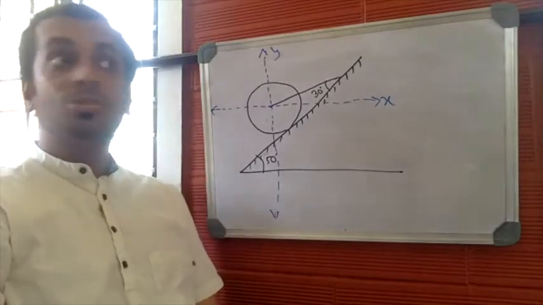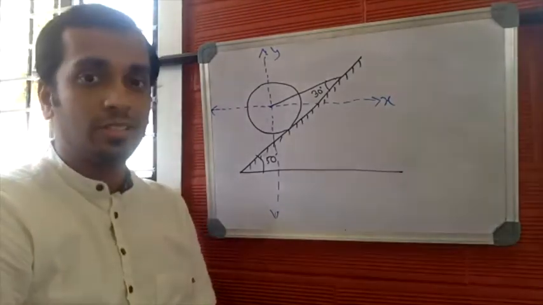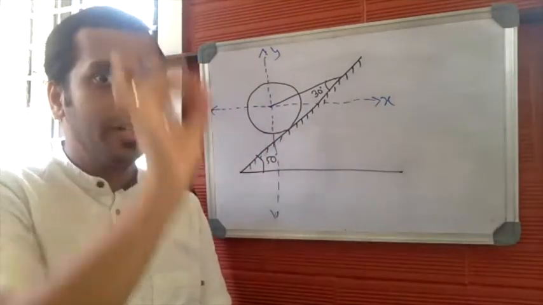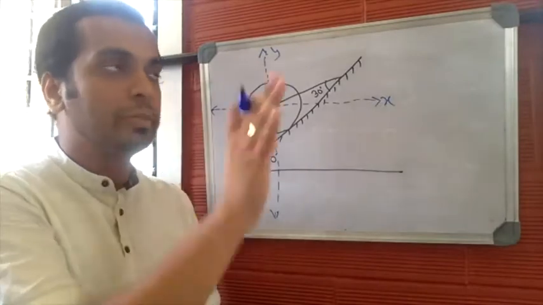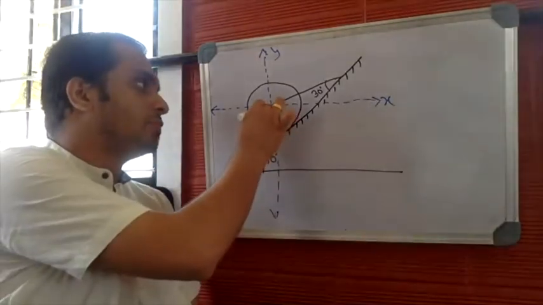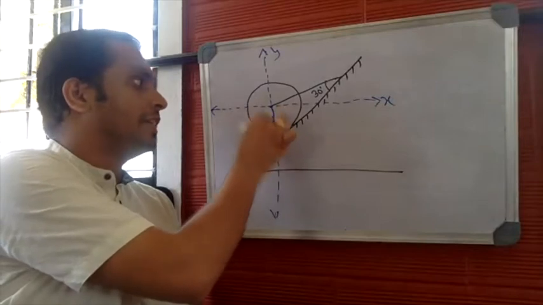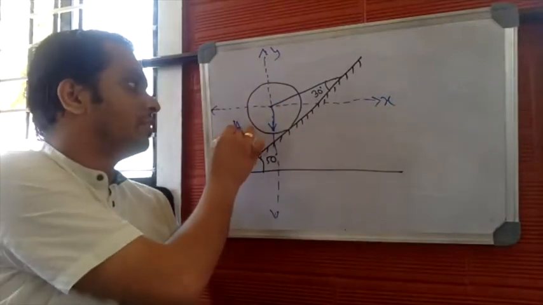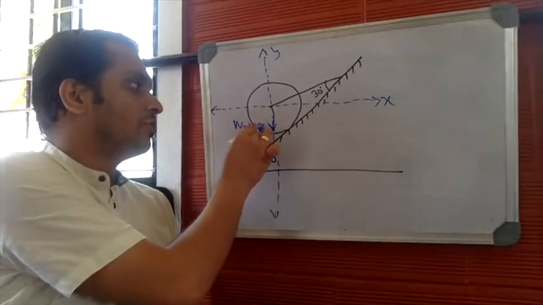What is step number 2? Step number 2 is to mark the self weight. Self weight will always act vertically downwards. You have to remember this condition. Self weight W is given as 1000 newtons.